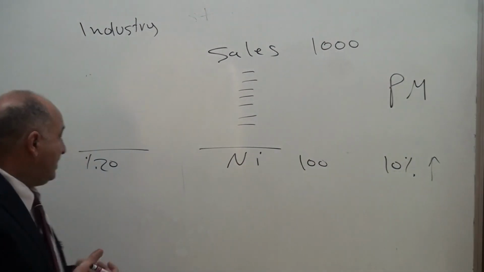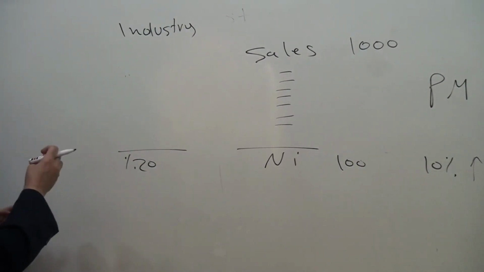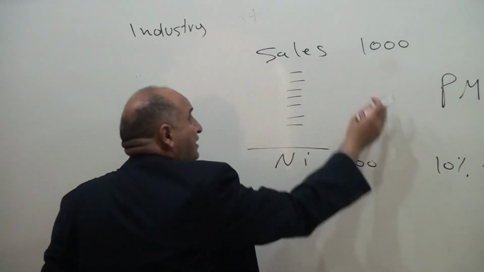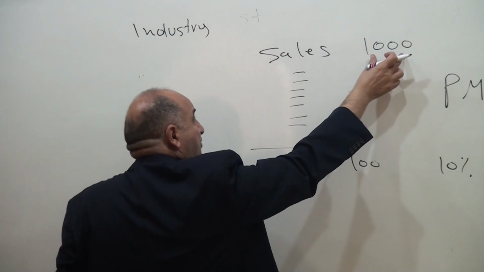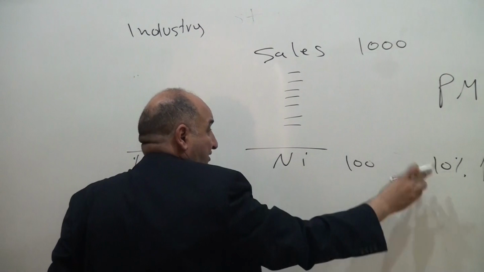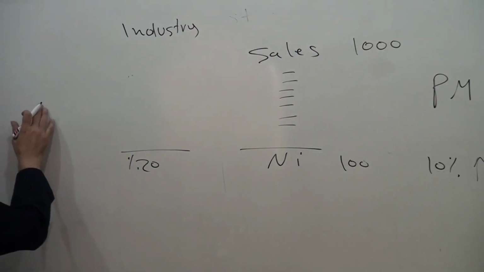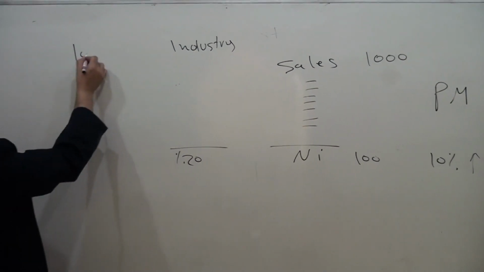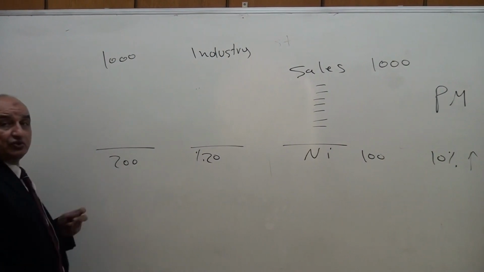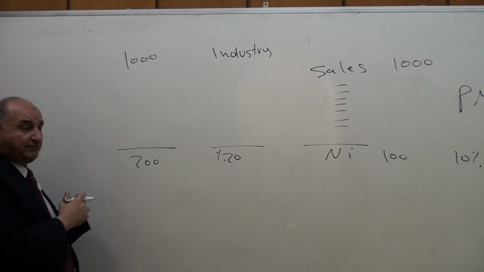How? If he just reduces the price by 15%, it's okay. From where do we get this 10%? This is the difference between 1,000 and 100, so we have a cost equal to 900. This is why we have this ratio. The industry or the competitors, from each 1,000, have a profit equal to 200. This is why they have a ratio equal to 20%.